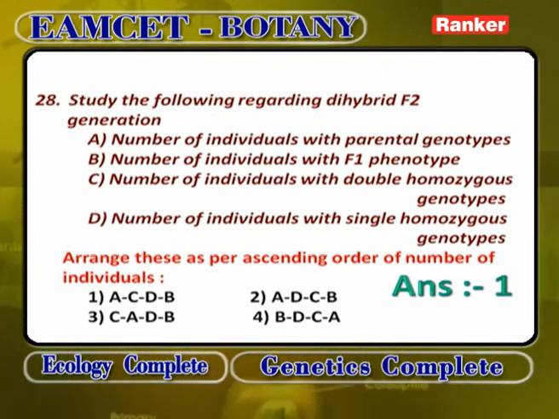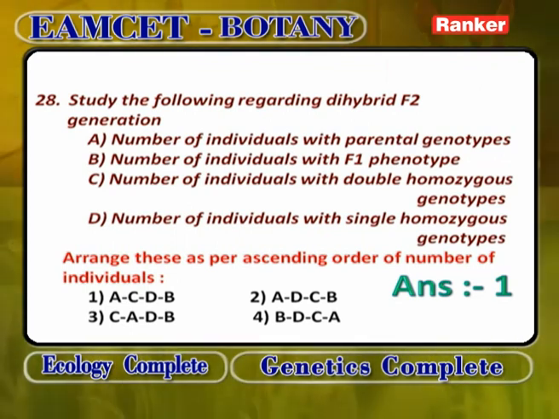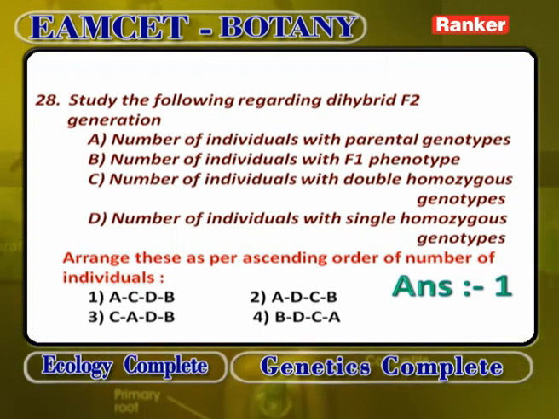Number of individuals with parental genotypes will be least. Next comes number of individuals with double homozygous genotypes. Then comes number of individuals with single homozygous genotypes, and finally the number of individuals with F1 phenotype. F1 phenotype means capital Y, capital R, small r. So the number of individuals with parental genotypes is only 2: capital Y, capital R, small y, small r.